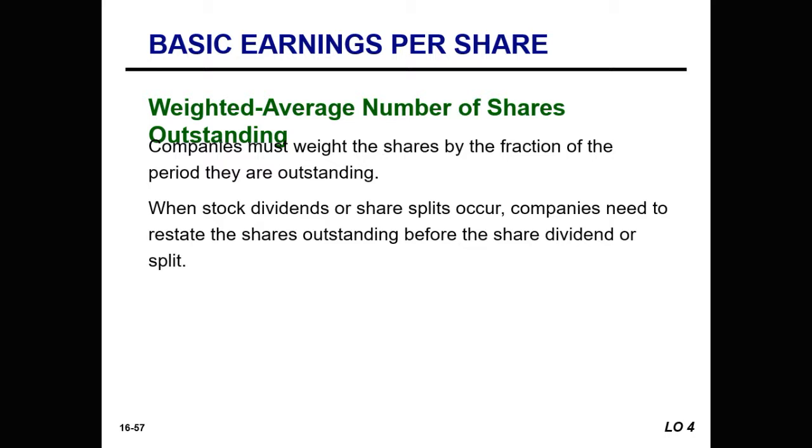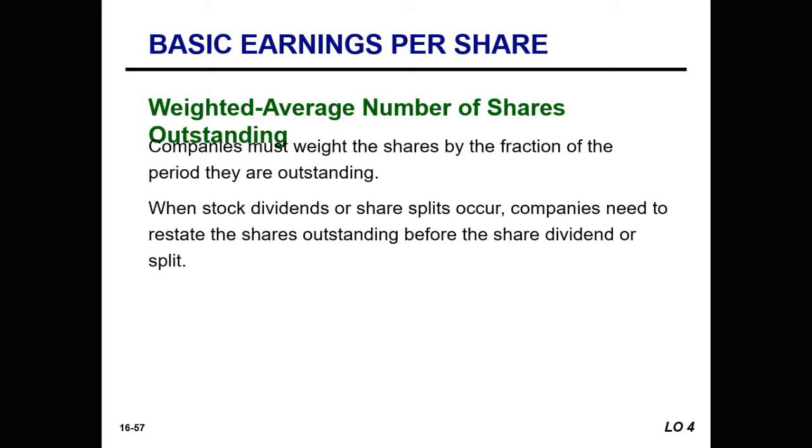Weighted average number of shares outstanding refers to the company's weighting of the shares by the fraction of the period of time they are outstanding. If a stock dividend or a split occurs during the year, it's treated as if it occurred at the beginning of the year. If a stock dividend or split occurs after year end, but before the financial statements are issued, the weighted average number of shares is adjusted as if it occurred at the beginning of the year.